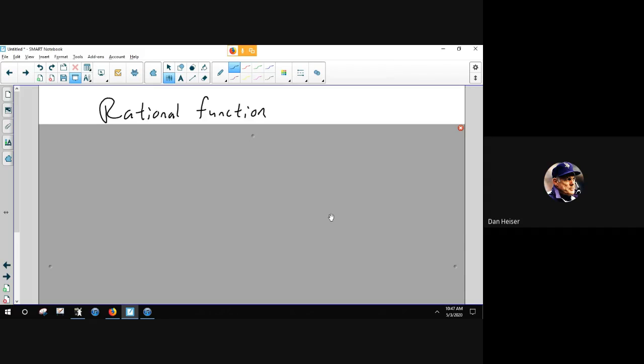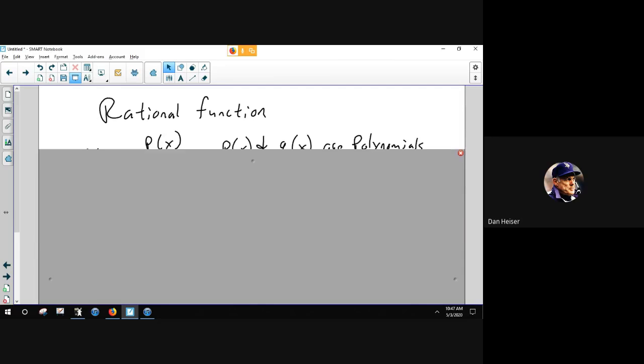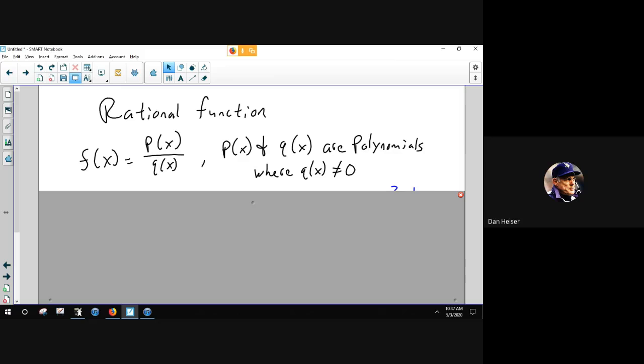Moving on to rational functions. I'm going to take some of that previous work we've done and tie it into some new things. So a rational function is a function of two polynomials. Think of a rational function as something that has variables in both numerator and denominator, or variables in the denominator only.